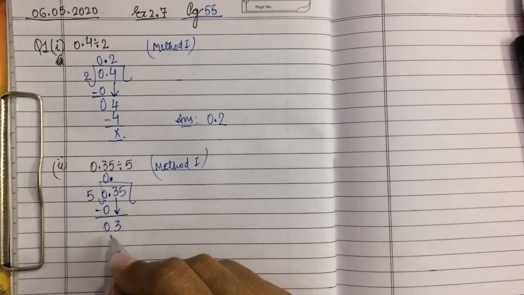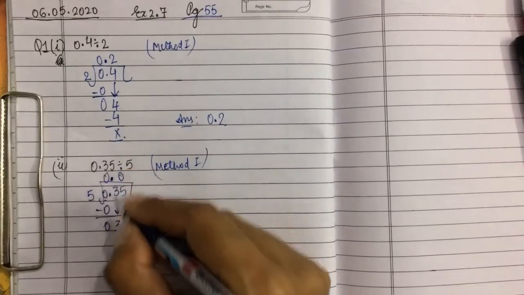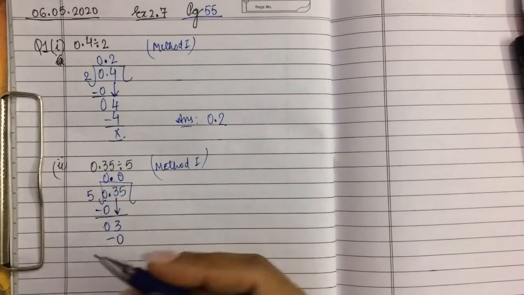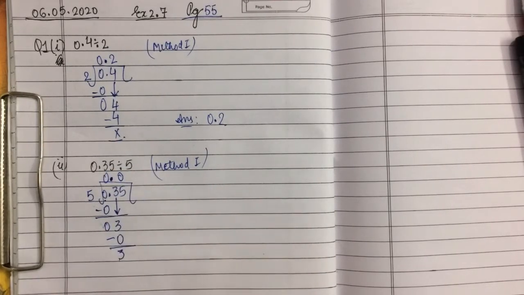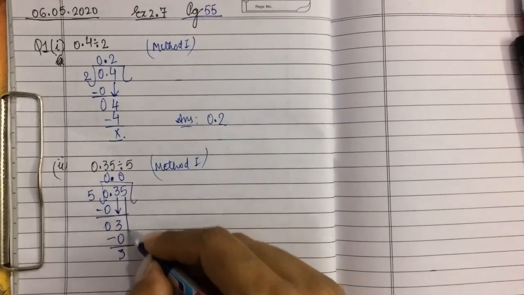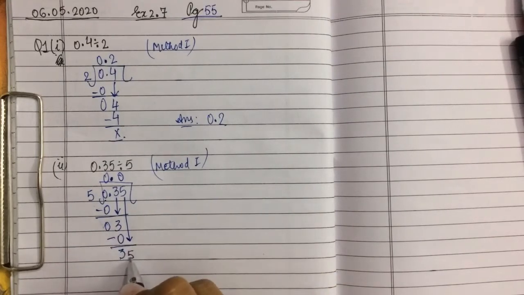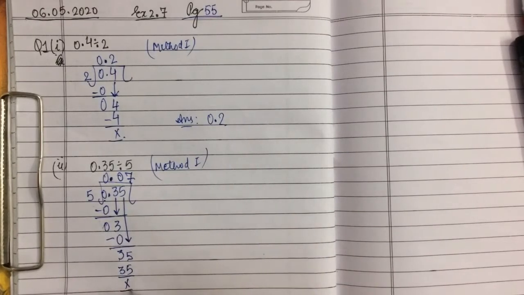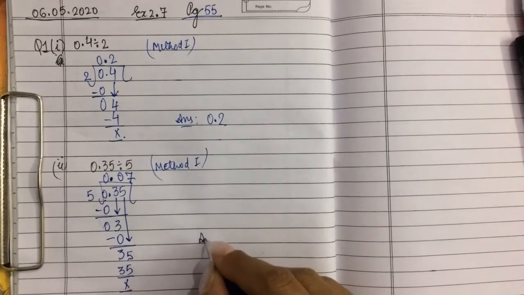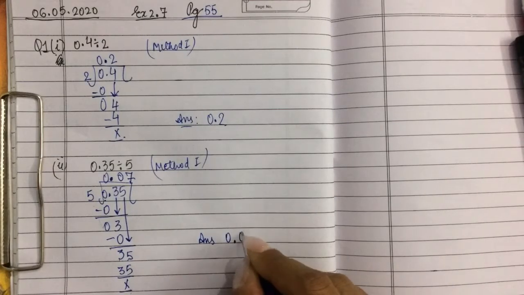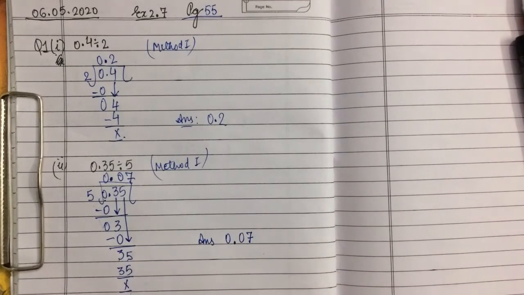3, we cannot find 3 in the table of 5, so I'm again using 0. 5 zeros are 0. The remainder is 3. Let's use the next digit. 35, so 5 sevens are 35. Division is complete. The answer will be 0.07.